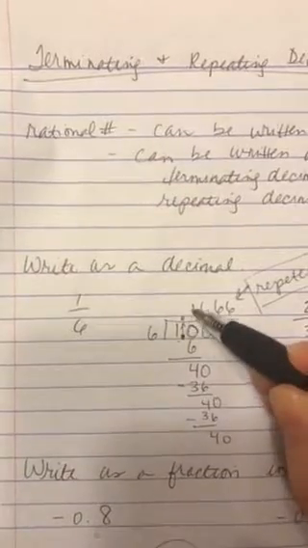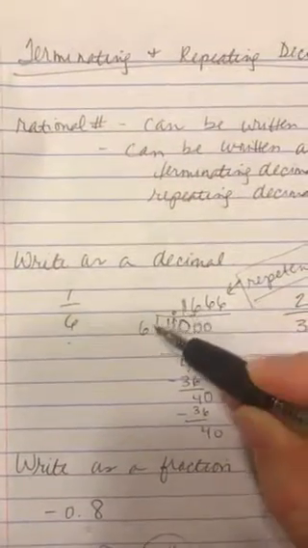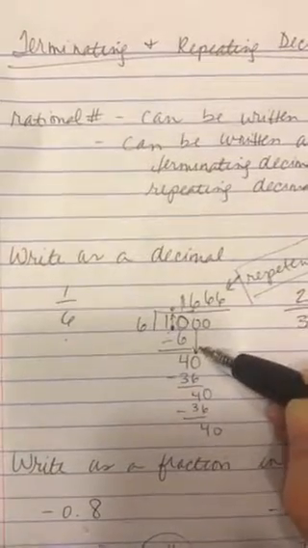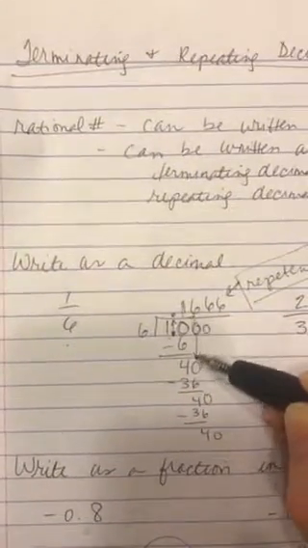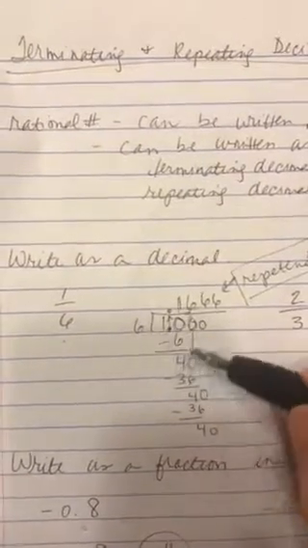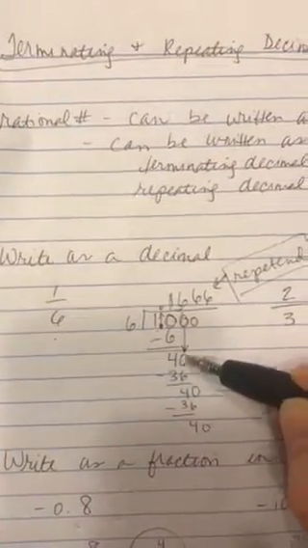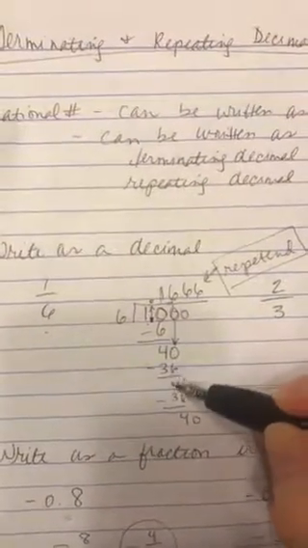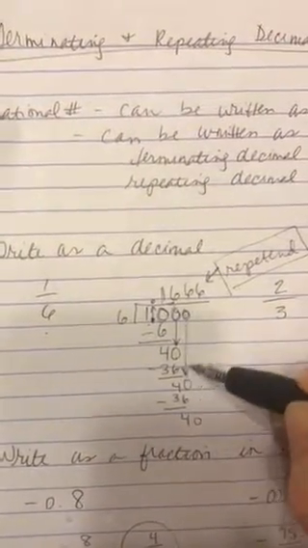6 goes into the number 10 one time. I multiplied 1 times 6 and got 6, subtracted and got 4, and I brought down this 0. I added and pulled down that 0 because it wasn't coming out evenly. How many times does 6 go into 40? It goes in 6 times. 6 times 6 is 36. Subtract and get 4, add and pull down the next 0.